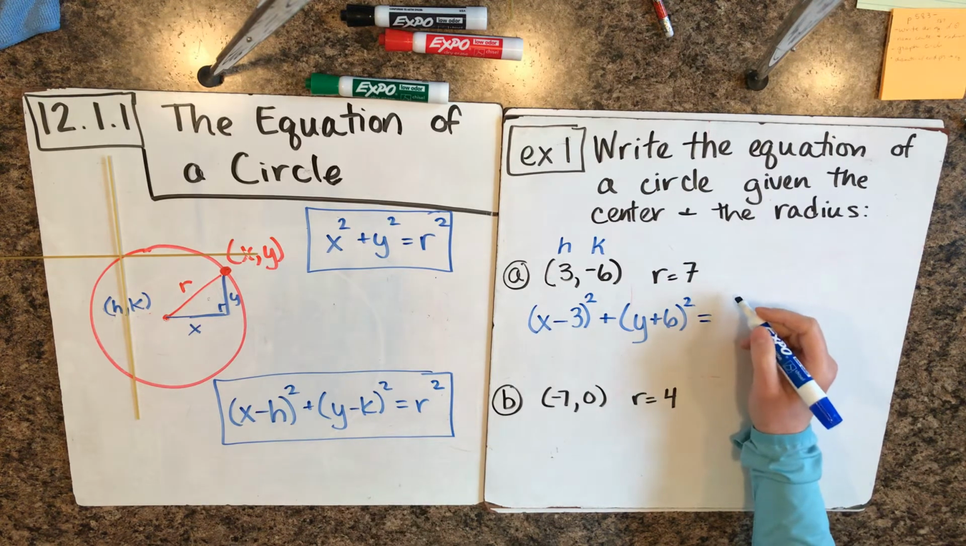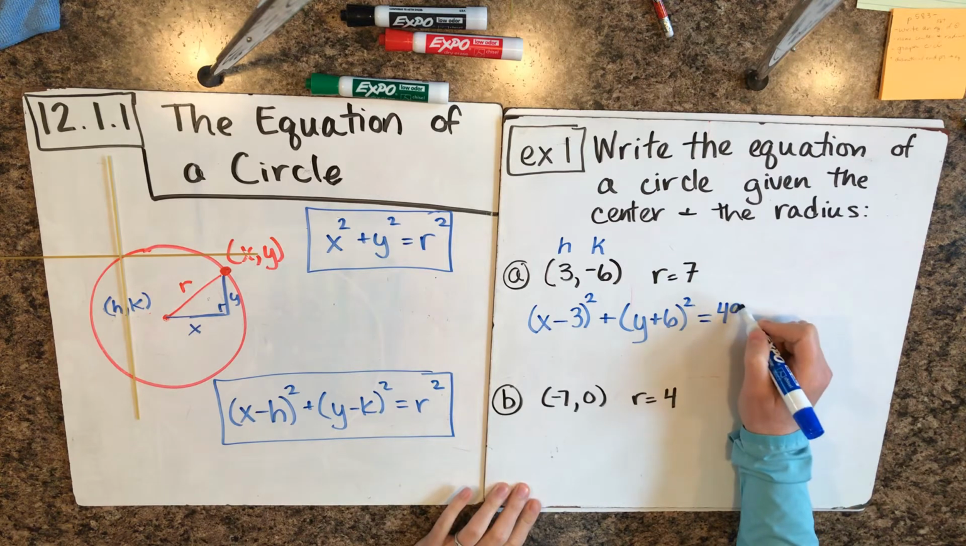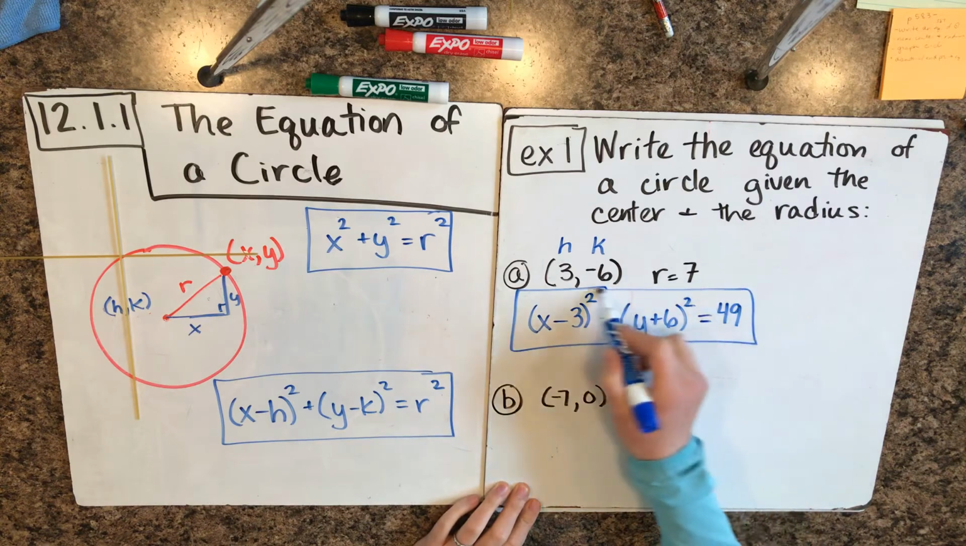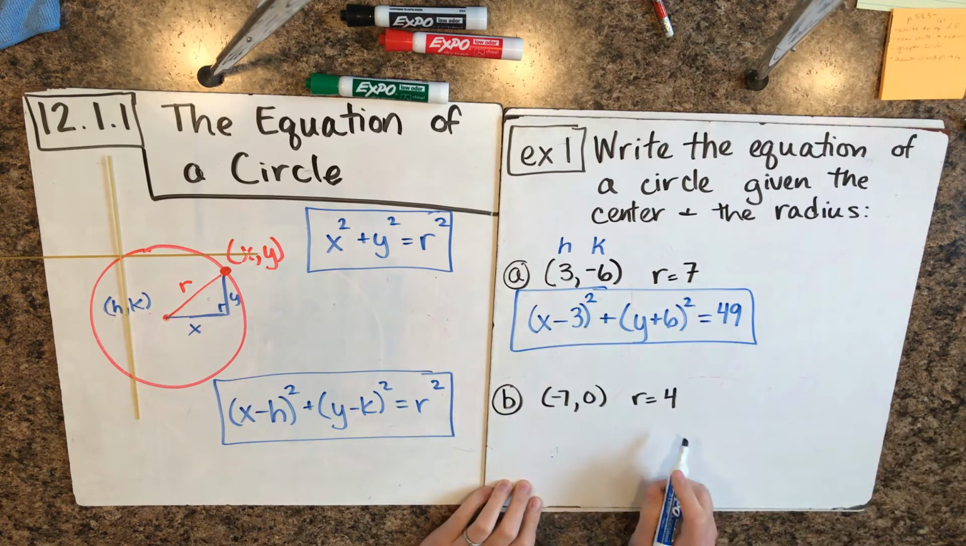You can do 7 squared either in your head or on a calculator. We want you to write 49. And that's really all there is to it. So let's take a look at part B.